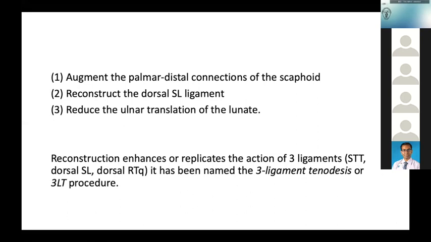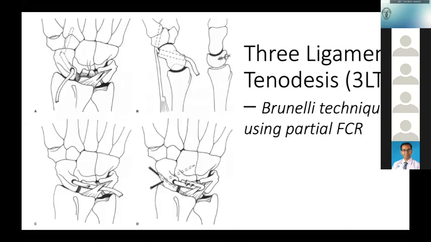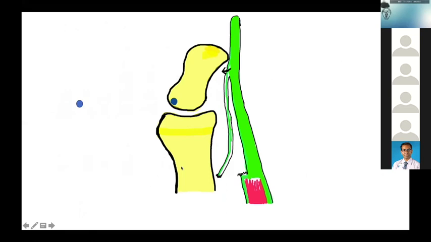Basically, it aims at or enhances or replicates the action of these 3 ligaments, that is STT, dorsal SL, and dorsal radiotriquetral ligament. So this is the outline of the procedure. You take the distally based FCR, bring it out dorsally, weave it through the radiolunotriquetral and anchor it towards and stabilize with scaphoid. So this is the procedure.